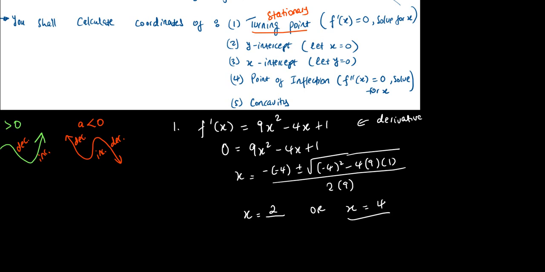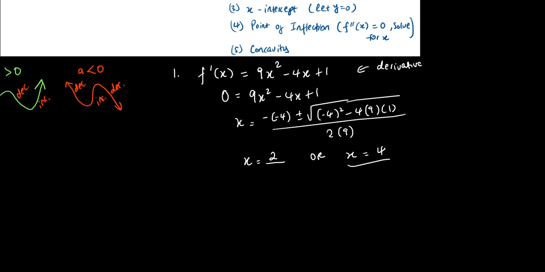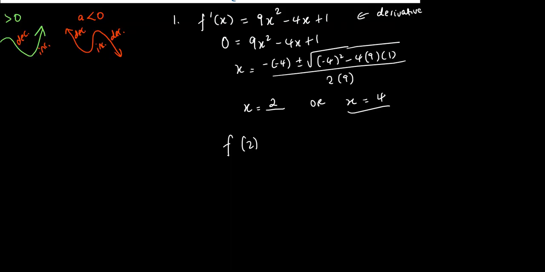When are you going to find the values? How do you find the turning points? You simply substitute these values that you got into your original equation. Remember the original equation is the 3x cubed minus that. So you substitute x equals 2, you get the y value. You substitute x equals 4, you get the y value. So your coordinates will be 2 and that, and then 4 and that. Then guys, you would have found your turning points there, the minimum and the maximum.